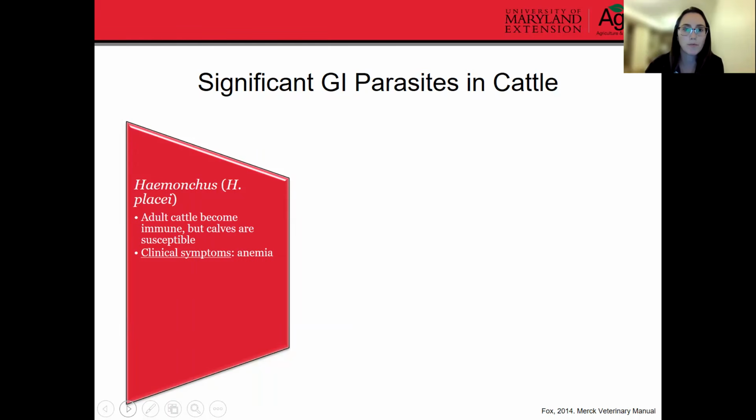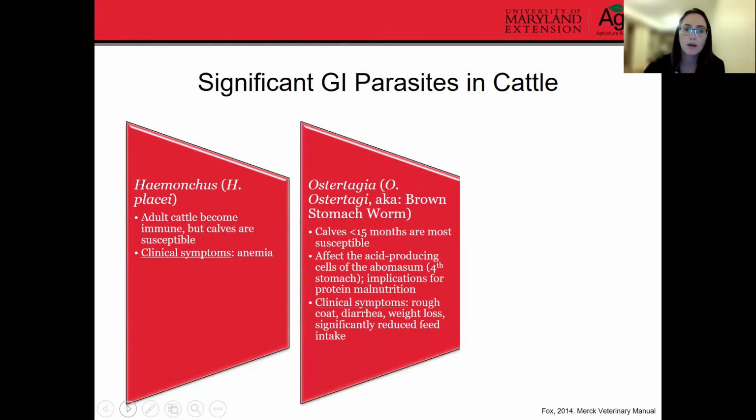Now I'm going to go through a couple of the significant nematode parasites for our cattle. The first is Haemonchus, a parasite that adult cattle can become immune to, but it can cause problems for calves if the parasite load becomes too high, and it can cause anemia in our calves.